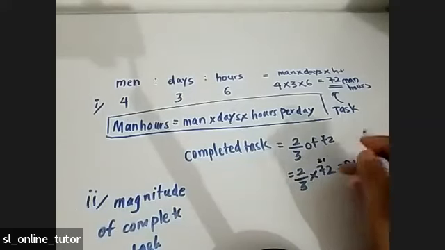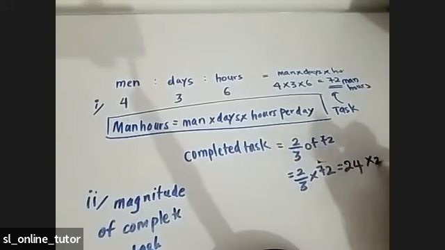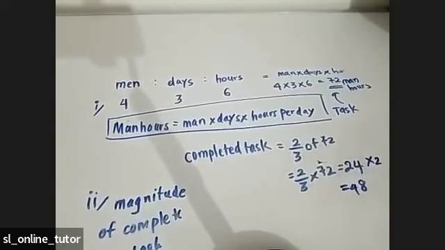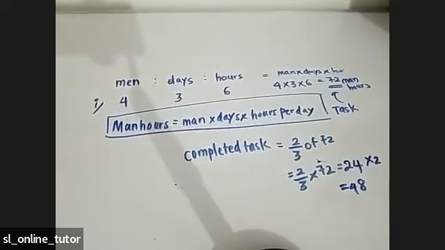Then 24 must be multiplied by 2. 72 divided by 3, you multiply this one by 2, you get 48. Yes, 48. Copy down this Roman number 1. I'll come to Roman number 2 later on.